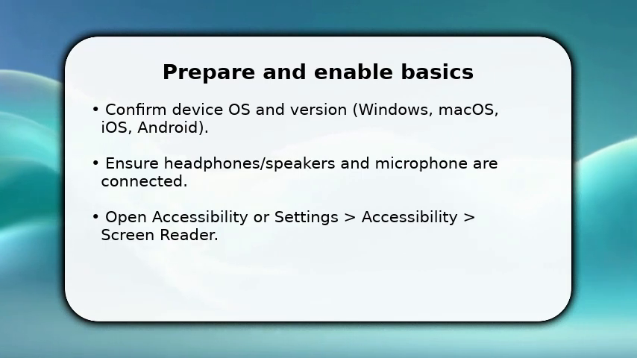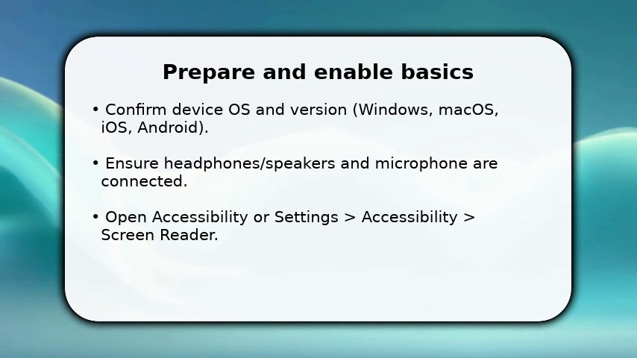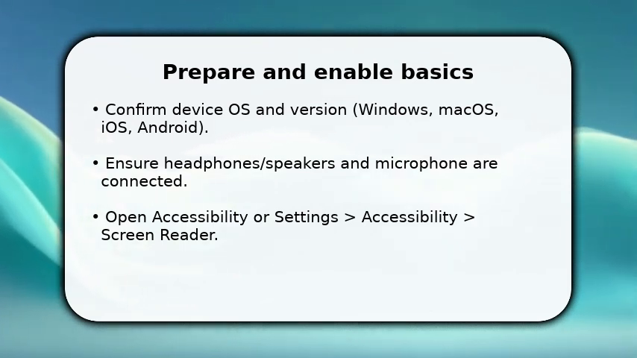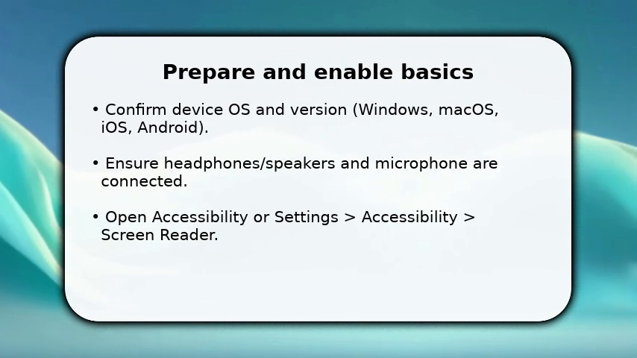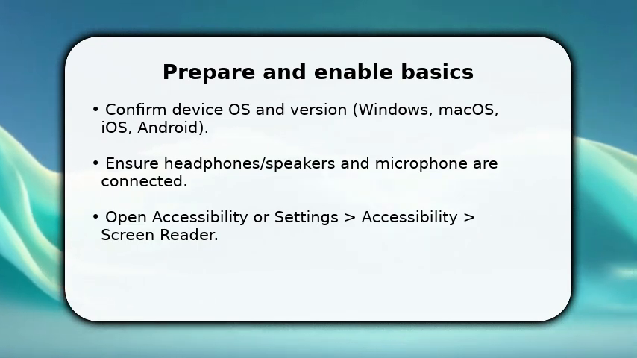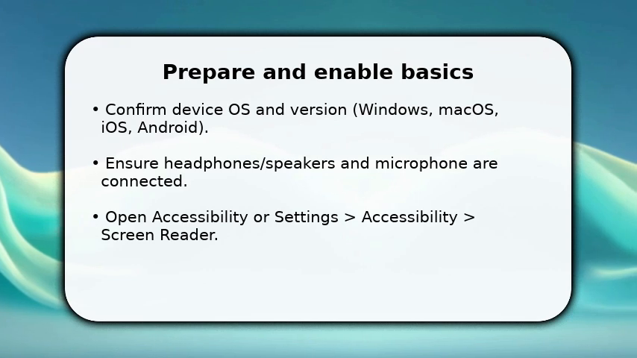If there are options for verbosity or speech rate, set them to moderate so you can follow prompts. Make sure audio output is correct and volume is audible. This immediate activation gets the reader running and exposes the controls you'll adjust next.